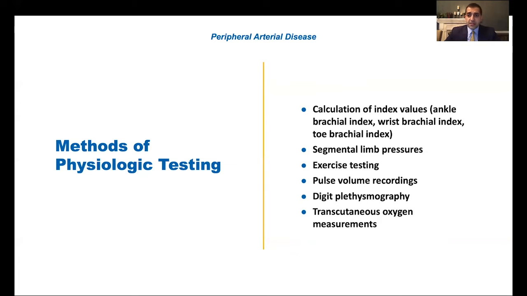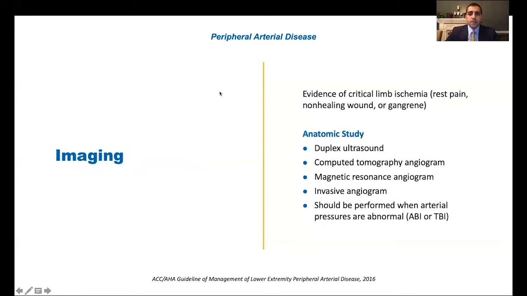So the physiologic testing that we'll touch upon and go into detail about are the ankle brachial index, which is probably one of the most commonly used, toe brachial index as well, and segmental limb pressures. We'll briefly talk about exercise testing and some of the other methods listed here. Again, this is just to get a deeper understanding of these tests.